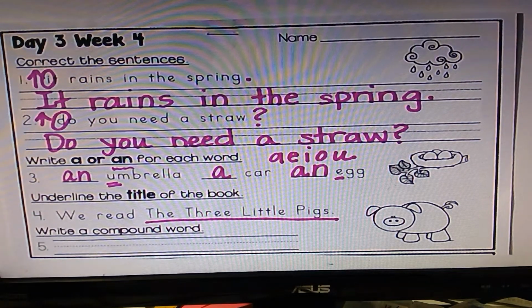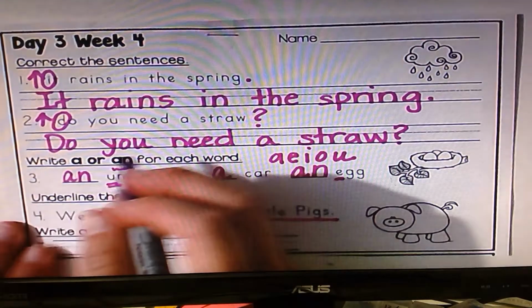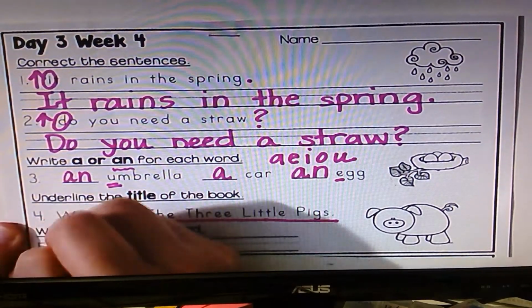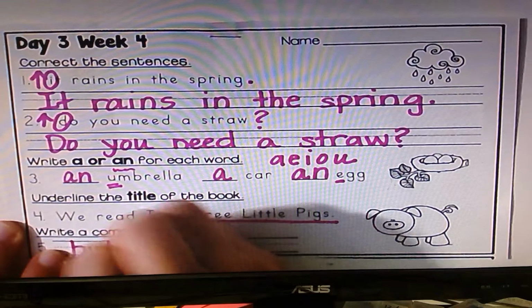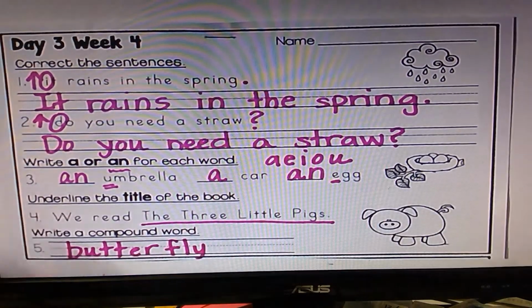Write a compound word. Okay, compound word is 2 words put together to make a new one. And the best one that we did last week that we used a lot was butterfly. You can choose any one like pancake or whatever you want to write right there. But I'm going to put butterfly because we did our butterfly life cycles last week. Awesome job, guys.